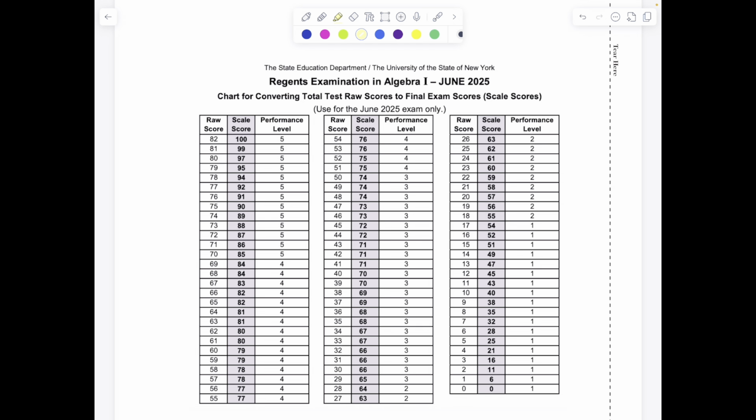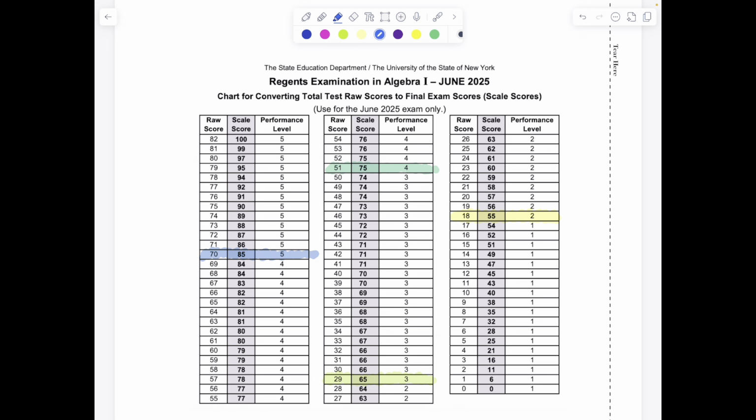So for a level 1, to get to a level 2, you needed at least 18 points. Anything less than 18 points would have been a level 1. To get to a level 3, you needed at least 29 points, which is a 65 on a Regents. Now, if you were going above that to get to a level 4, you needed at least 51 points. And if you were aiming for a level 5, you needed at least 70 points.